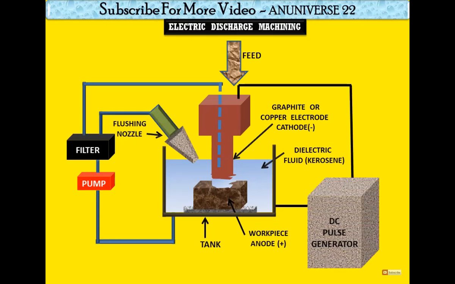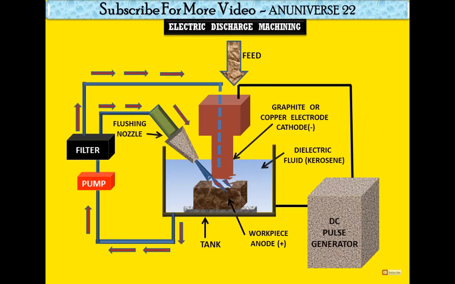And this is the DC pulse generator. The power supply is responsible for supplying the pulses at a certain voltage, current, on time, and off time. A series of voltage pulses of magnitude about 20 to 120 volts and frequency on the order of 5 kilohertz is applied between two electrodes, which are separated by a small gap. Generally, the gap between this electrode and this workpiece is approximately 0.01 to 0.5 mm. The voltage pulses are responsible for the material removal. Metal removal takes place as a result of extremely high temperature generated by high intensity discharges that melt and evaporate the two electrodes.